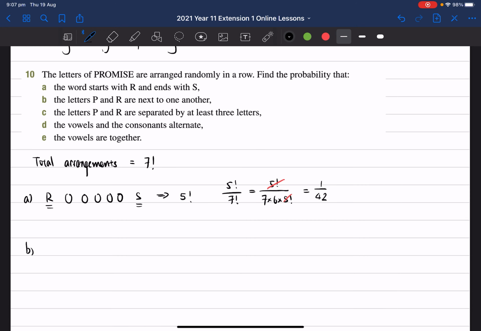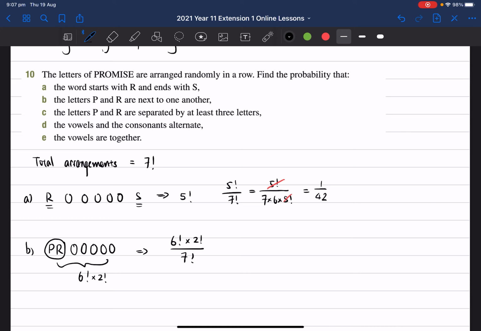The letters P and R are next to one another. So what we need to do here is group the letters P and R. We're going to group P and R together. That's one group, and we'll have 1, 2, 3, 4, 5 letters left. So within these 6 groups here, that's 6 factorial ways of rearranging it. And then you can rearrange P and R, so therefore that's 2 factorial. So the probability will be 6 factorial times 2 factorial over 7 factorial.